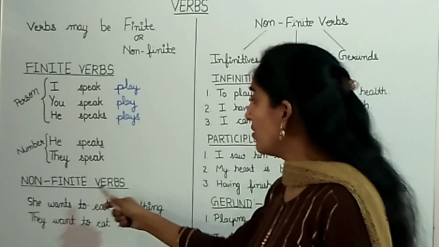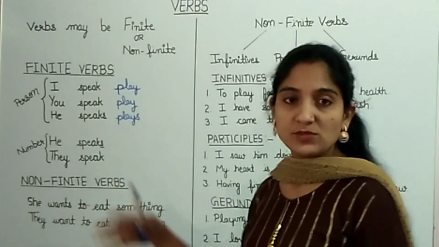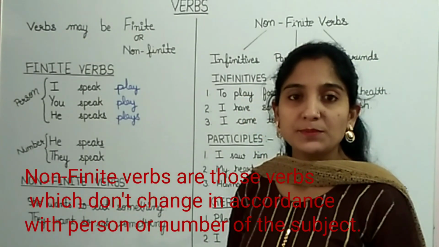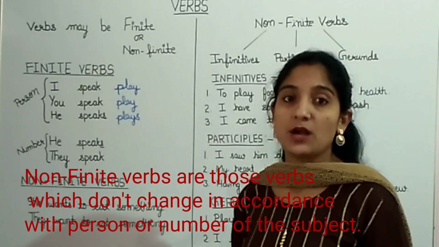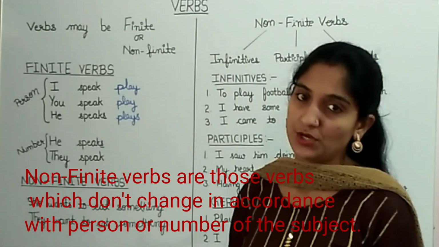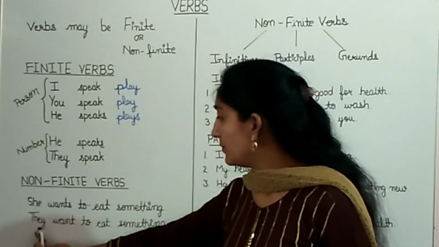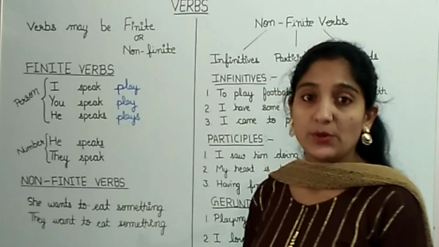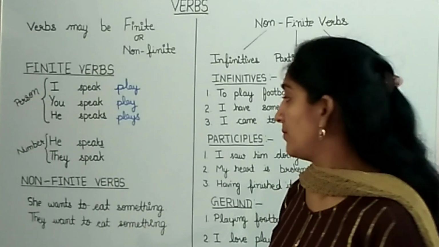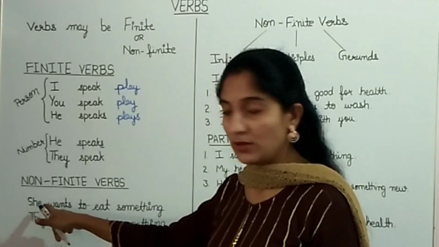Second one is non-finite verbs. Now non-finite verbs are completely opposite to finite verbs. Non-finite verbs are those verbs which do not change according to the number or according to the person. She wants to eat something. They want to eat something. Now in this case, if you see, she is singular and they is plural.